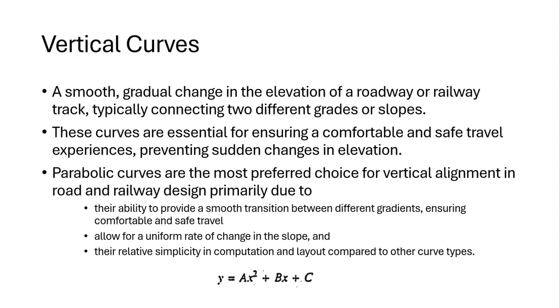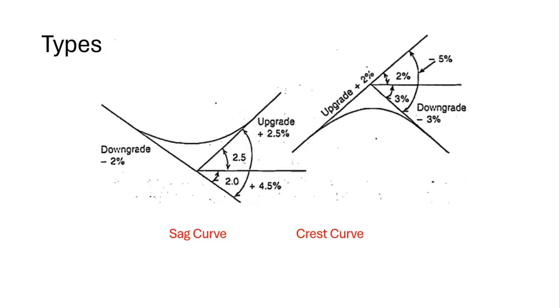The very basic equation that we use to design a vertical curve is y equals ax square plus bx plus c. Before we learn about this equation and some other very important characteristics, let's learn about the types of vertical curves. The first one you see is called a sag curve, and the next one is a crest curve.